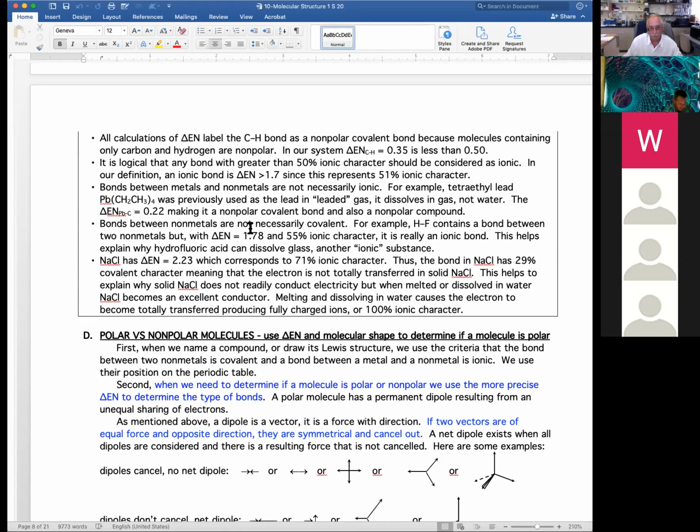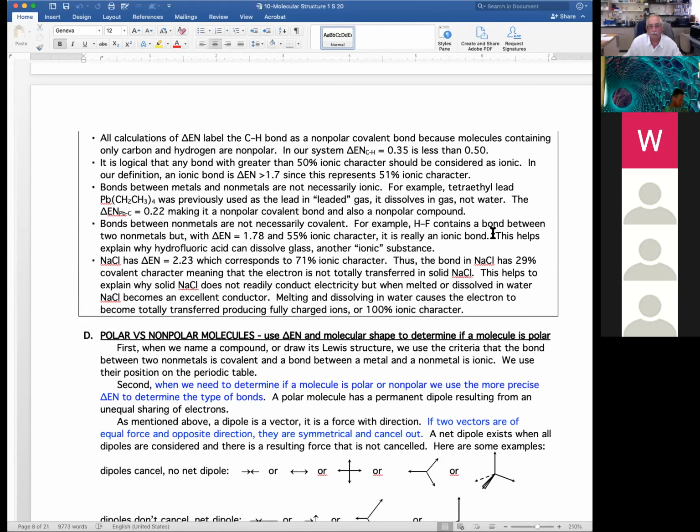Then, bonds between nonmetals are not necessarily covalent. For example, hydrogen fluoride. It's 2 nonmetals, right? But the difference in electronegativity is 1.78, making it 55% ionic character. It's really acting like an ionic bond. That explains some of the weird properties of hydrofluoric acid. We use that to dissolve glass. That's what they use to etch glass. Glass is an ionic substance. So is hydrofluoric acid. That's why they dissolve in one another.